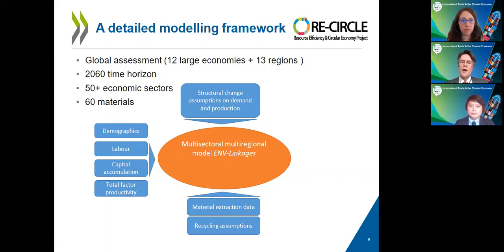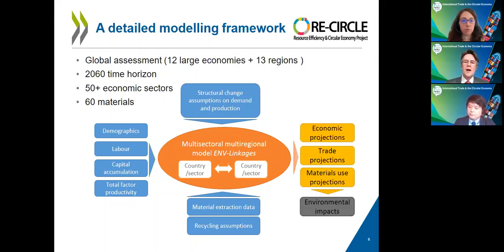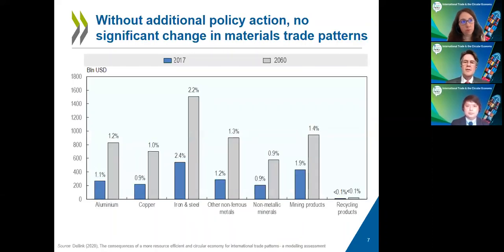And we plug that all into this economic model in which we have countries and sectors interacting with each other. So if we have an effect on one sector in one specific country, that then spills over to other sectors and other countries. And we see that all these different sectors and countries are all connected to each other. And from that, we then derive detailed economic projections, detailed projections for trade patterns, and detailed projections for the materials use. And those can then be linked to the environmental impacts. But today, I'm not going to focus so much on the environmental impacts, but more on the trade projections that are linked to these materials use drivers.